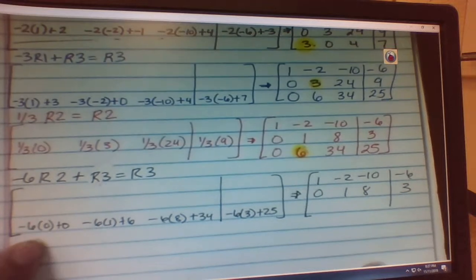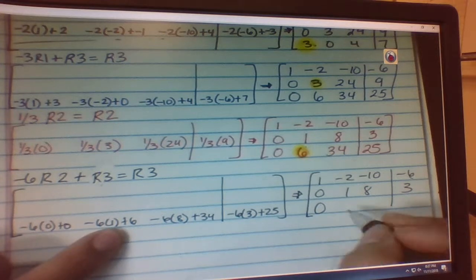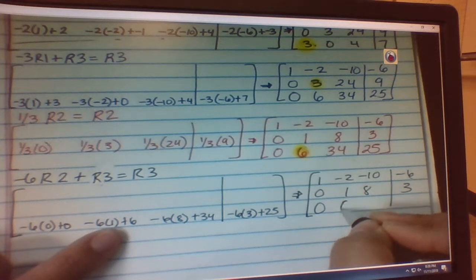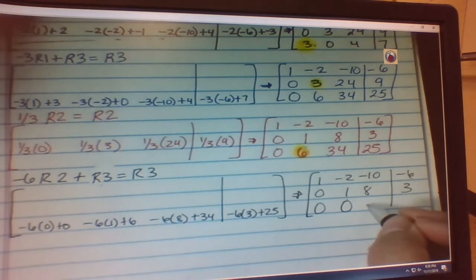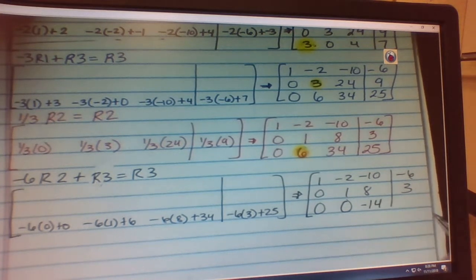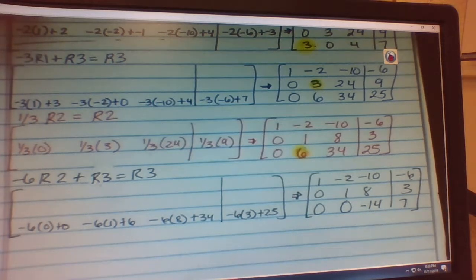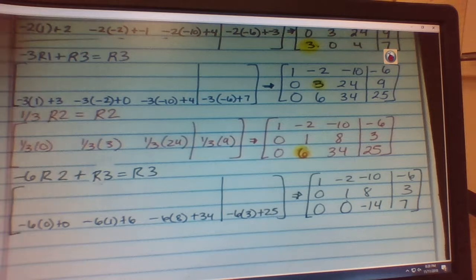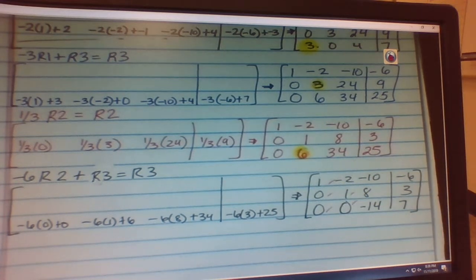Negative 6 times 0 plus 0 is 0. Negative 6 times 1 plus 6 is 0. Negative 6 times 8, negative 48, plus 34, negative 14. Negative 18 plus 25 is 7. And remember, once you write this down, you just type it into the calculator and it gives you your answer.